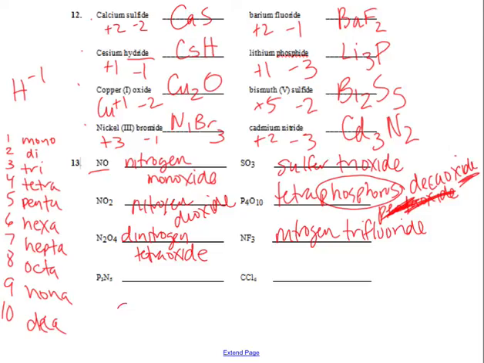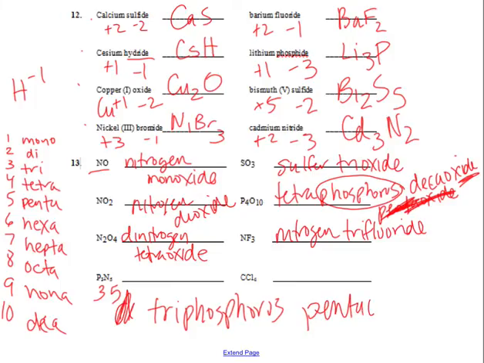This one. Is that a, I can't read this. 3 and a 5. So it's triphosphorus pentaoxide. And then this guy right here.